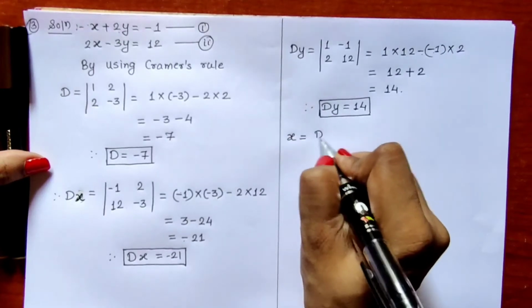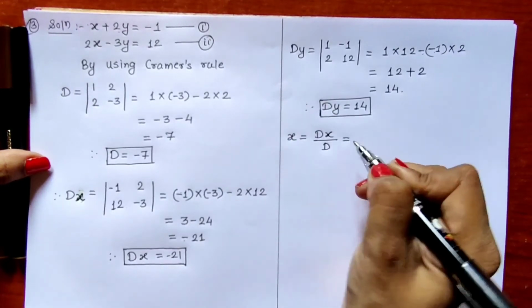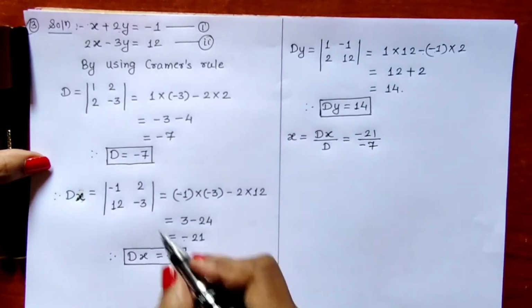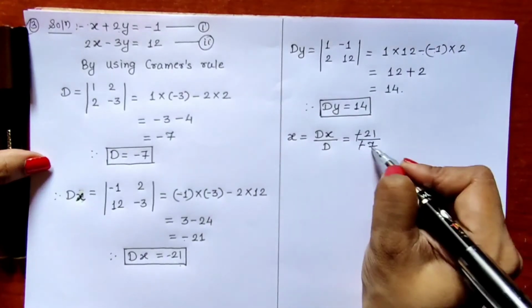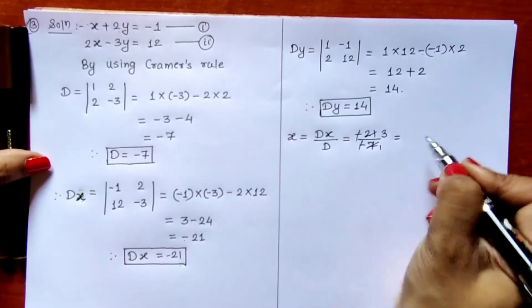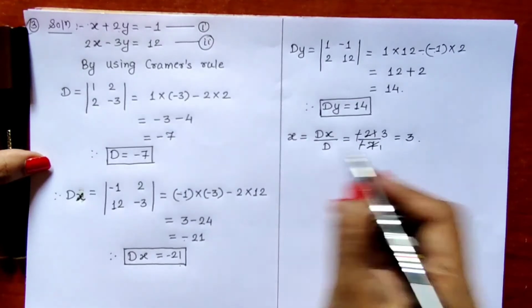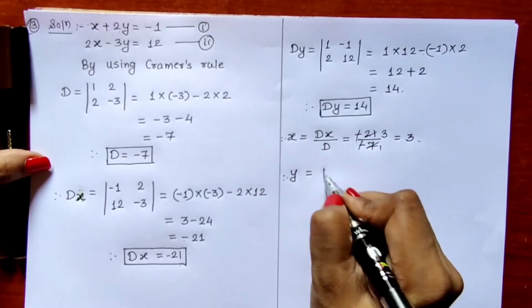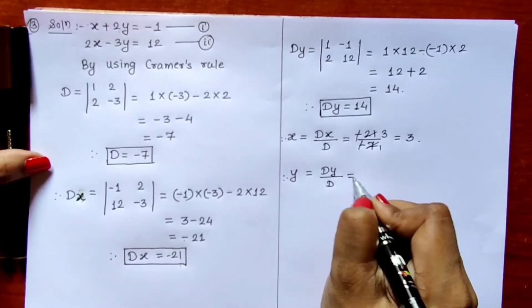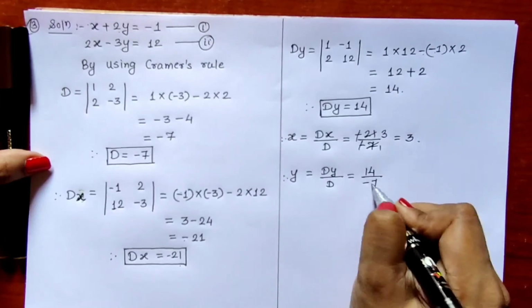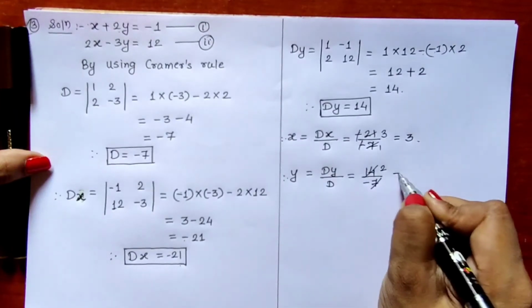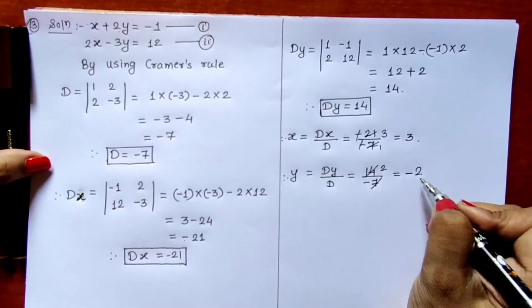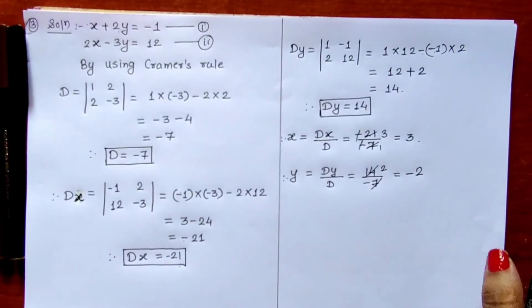X is equal to dx upon d. Dx we have got -21, d is -7. -21 upon -7, minus minus cancel, 7 1s are 7, 7 3s are 21. X is equal to 3 we have got. y is equal to dy upon d. dy is 14, d is -7, 7 1s are 7, 7 2s are 14. 14 doesn't have minus sign, so this minus sign we have to put in front of 2, so it will be -2, and therefore solution we should write in the end.